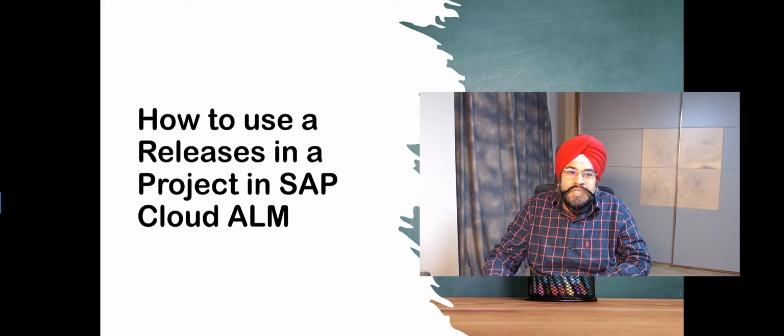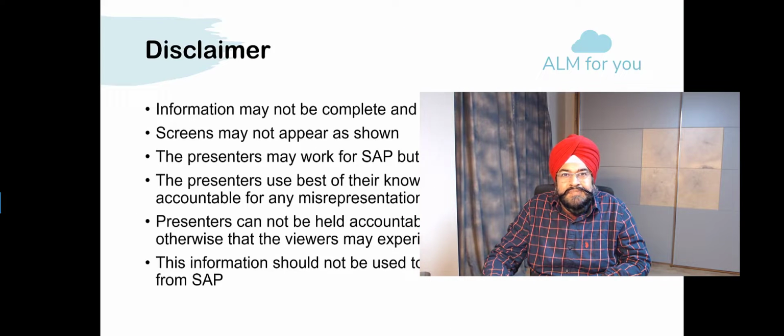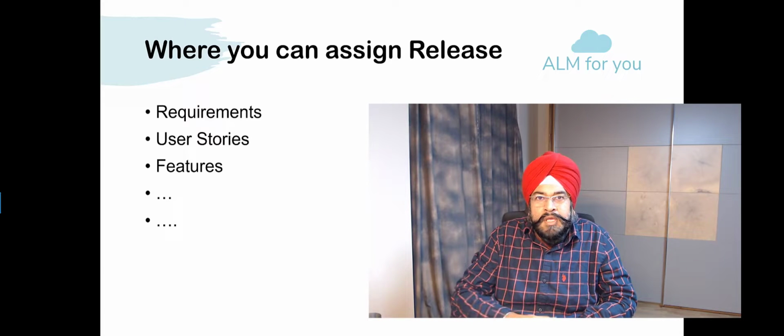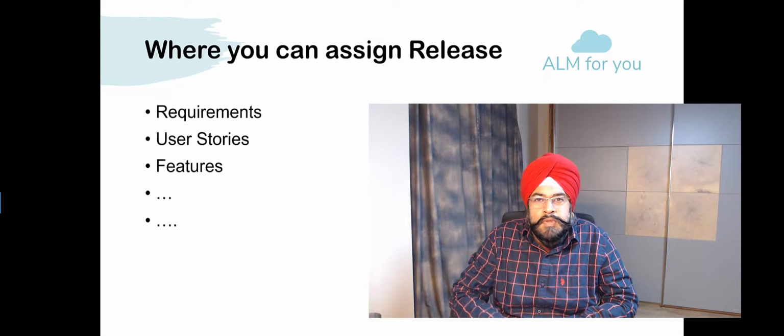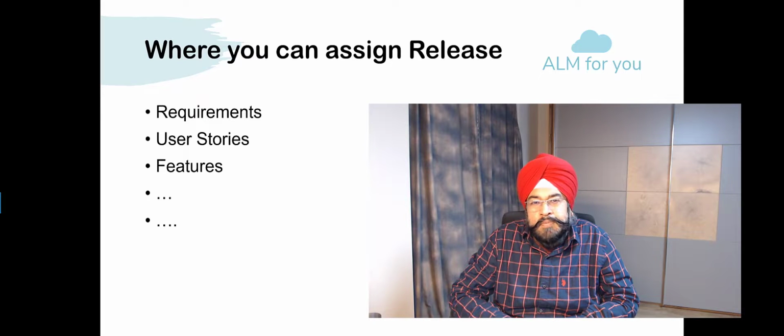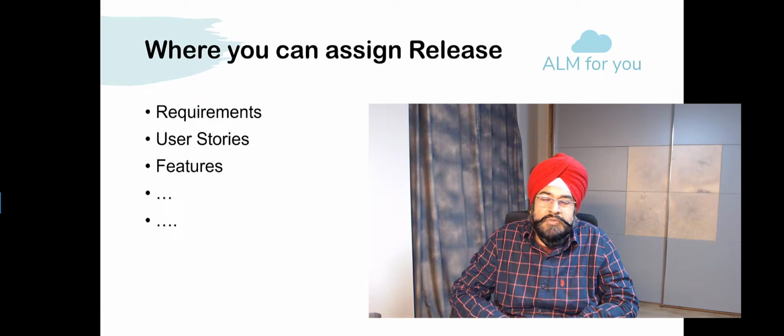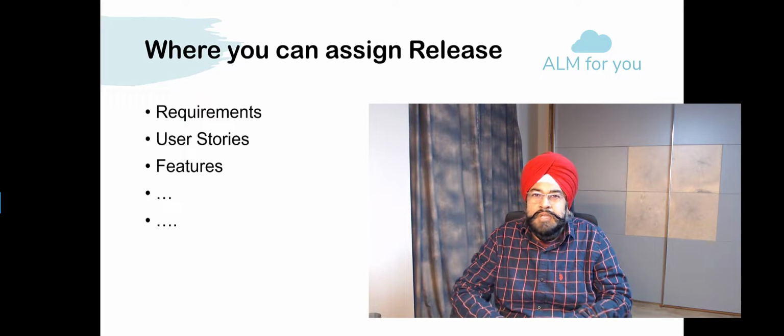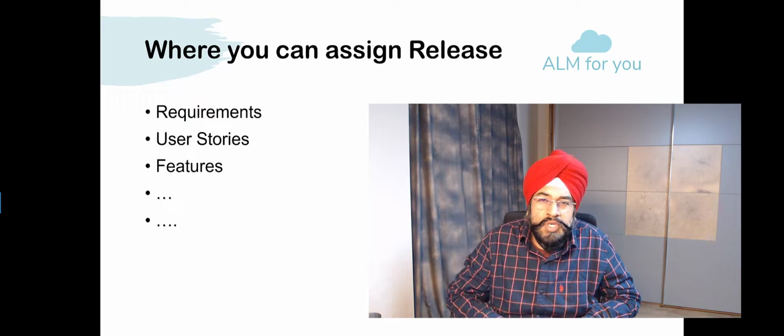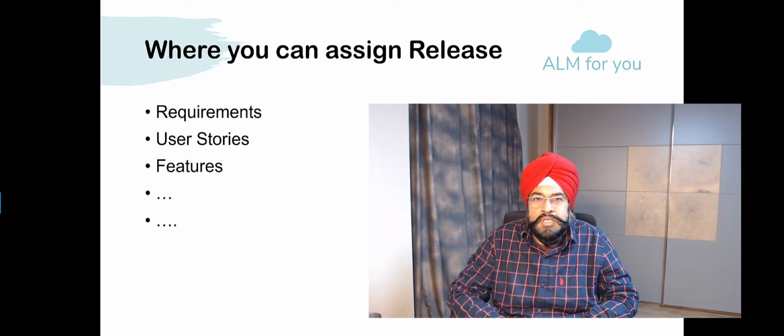Let's see how we use releases in a project in SAP Cloud ALM. In the previous videos, you may have seen that you can create a release within a deployment plan. Then you need to assign the deployment plan to the project, and only then the release information becomes available for the project. So once it is available, what can you do with that? Where can you assign this release information and how does it help?